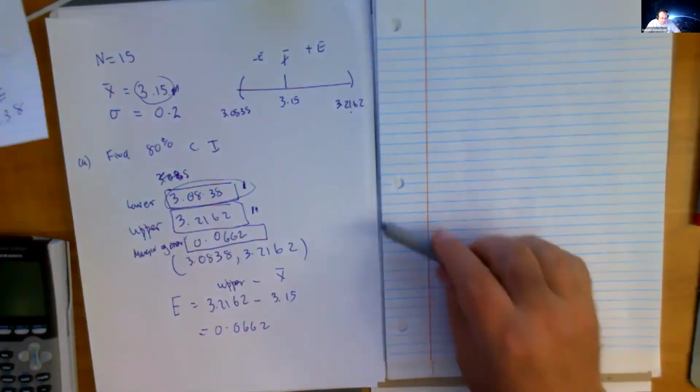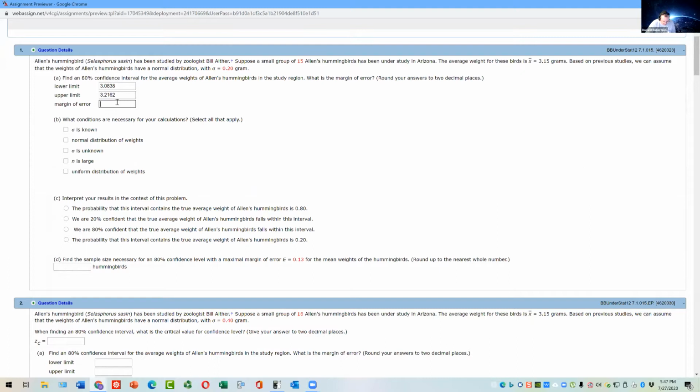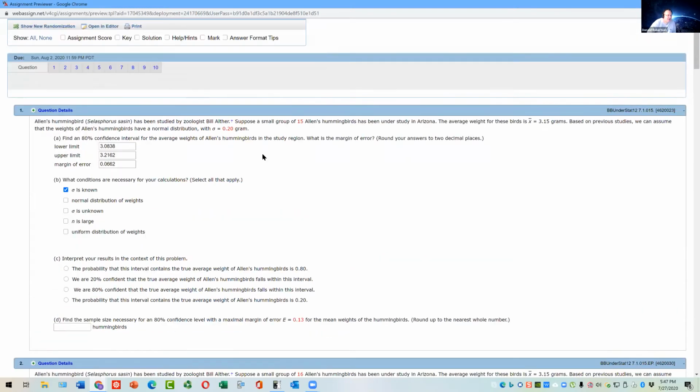Okay, so let's zoom back out and in and all that fun stuff. Okay, so the margin of error here is 0.0662, right? That's what Mike picks up. Now, here's something we haven't talked about yet, and it's talking about what conditions are necessary for you to do these calculations. Doesn't sigma need to be known? Anything else?